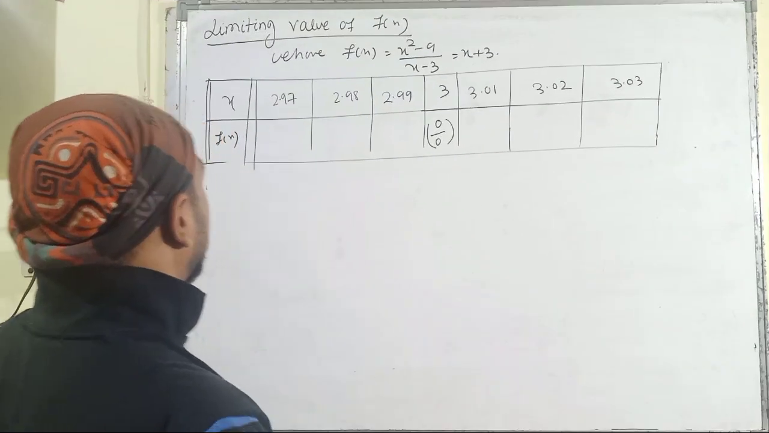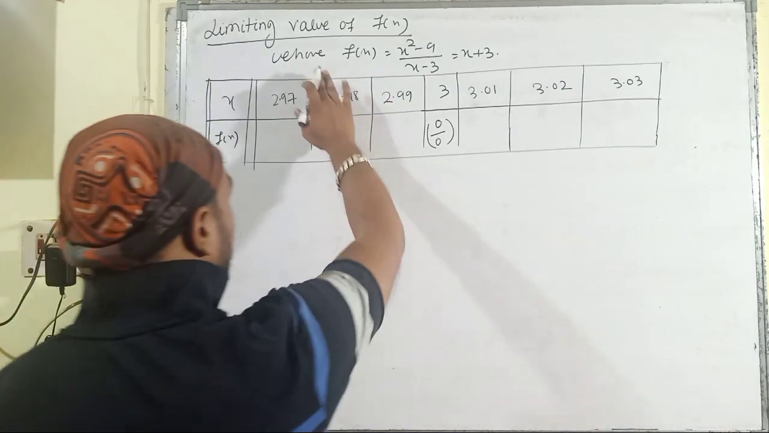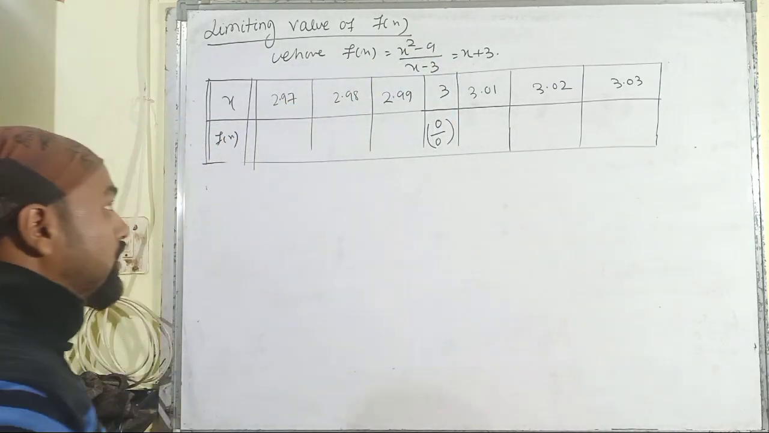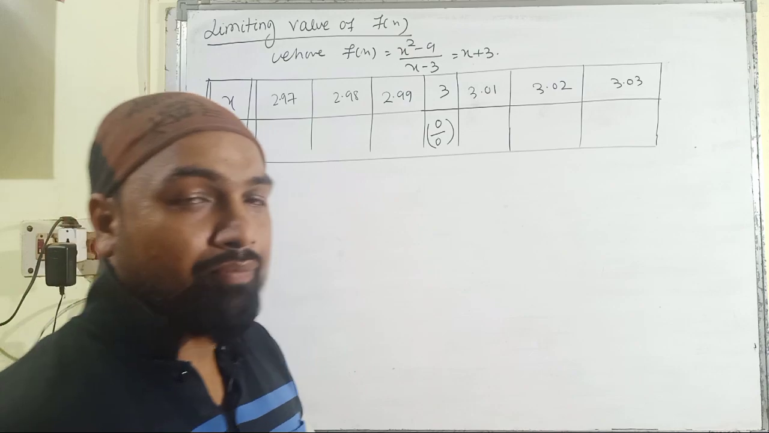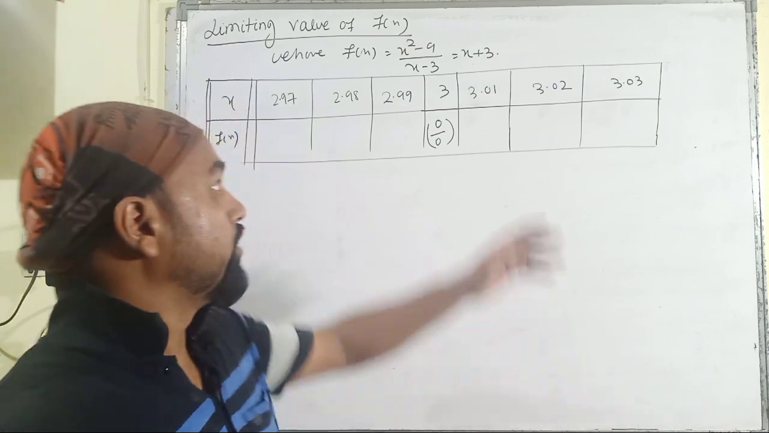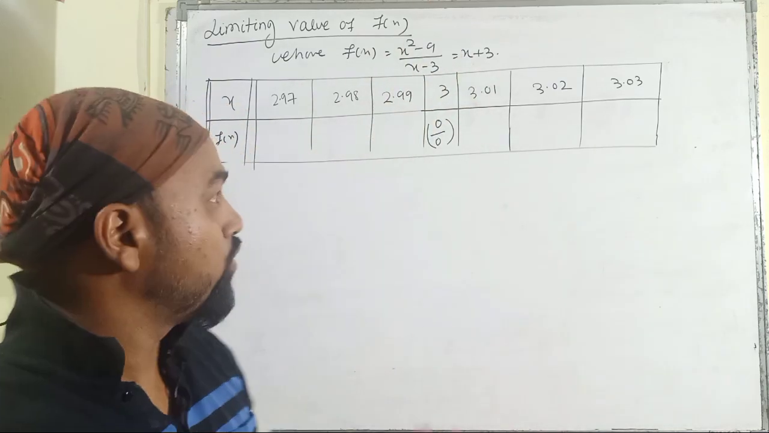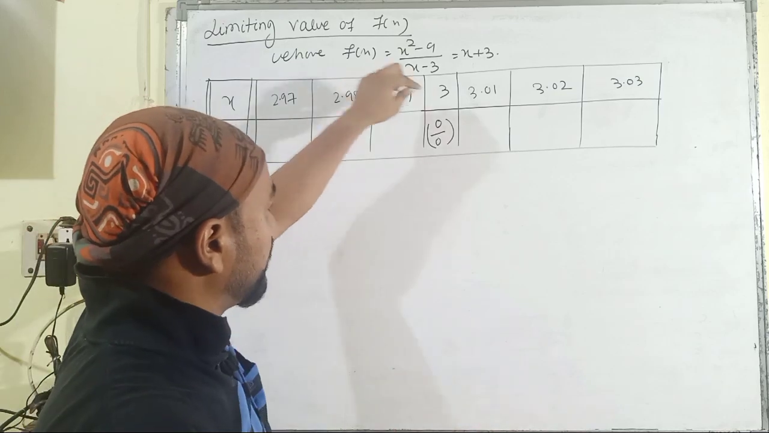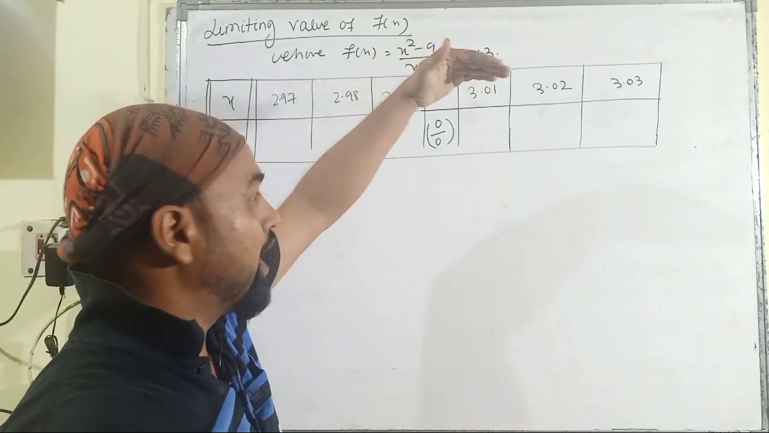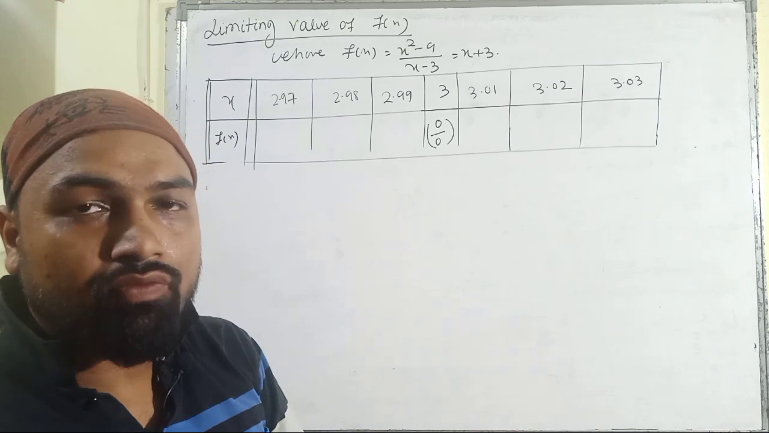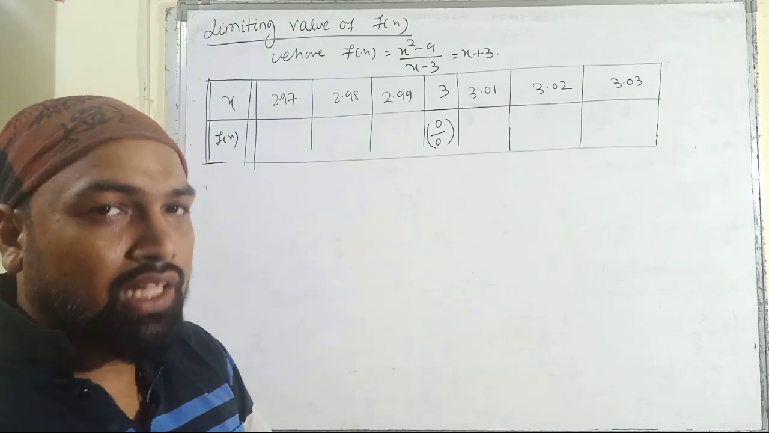Then evaluating the limiting value of the given function f of x, we have f of x is equal to x square minus 9 divided by x minus 3. After using the factorization method, we are getting f of x as x plus 3. Now we have to approach the value 3 from the left hand side and right hand side. Then we have to examine the behavior of the function f of x, and then we have to find out the limiting value.